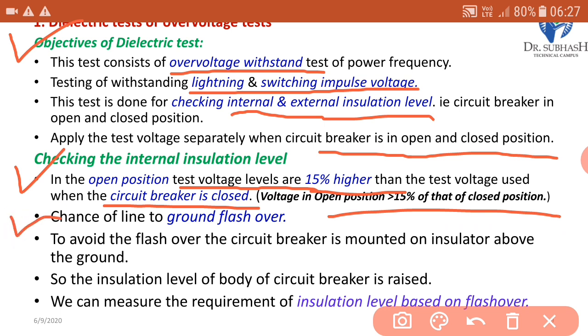There is a chance of line to ground flashover. To avoid the flashover, the circuit breaker is mounted on an insulator above the ground. So the insulation level of the body of the circuit breaker is raised. Whenever the insulator is mounted above the ground level, the insulation level is increased or raised. We can measure the requirement of insulation level based on flashover. This way we can measure the insulation level.